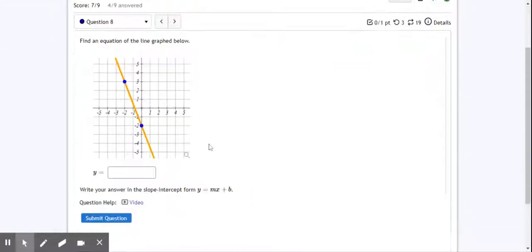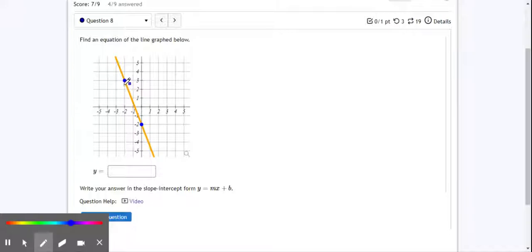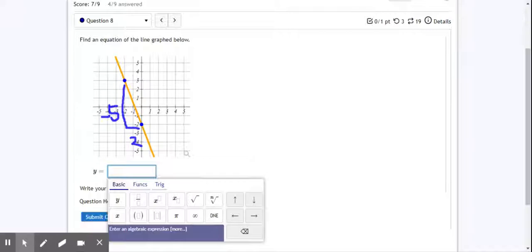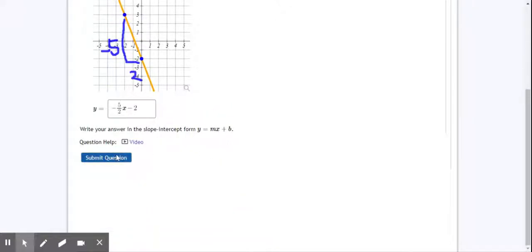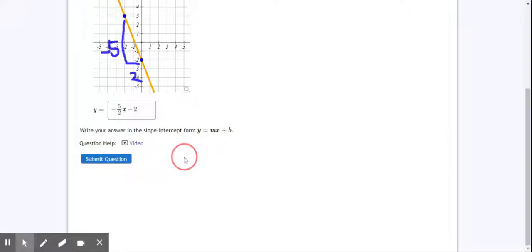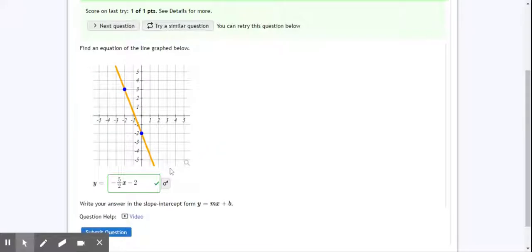Let's try the next one. So here, I'm going to go down and over. So this is 1, 2, 3, 4, down 5, and over 2. So this is going to be down 5 over 2x, and then it crosses at -2. Okay. Submit the question.